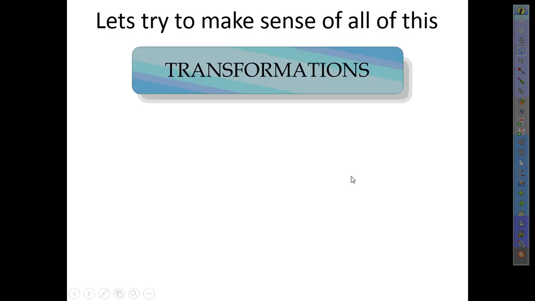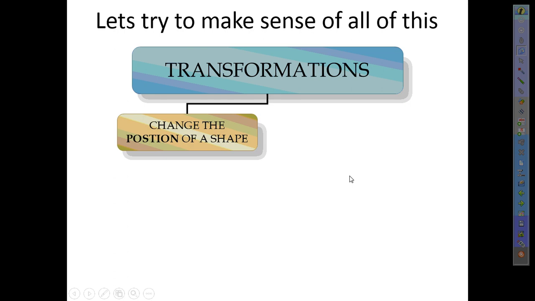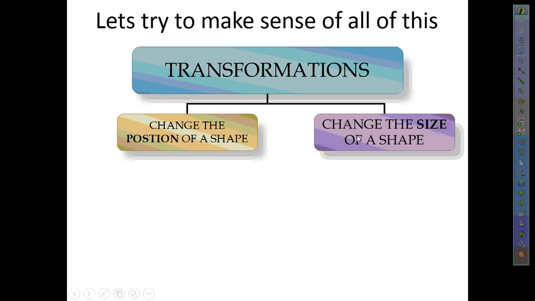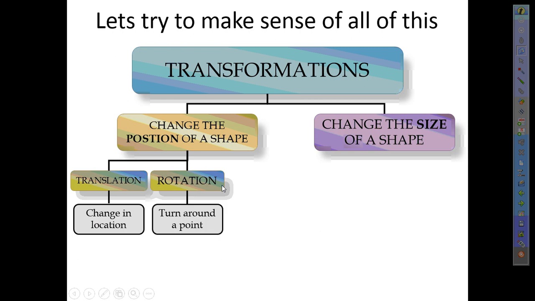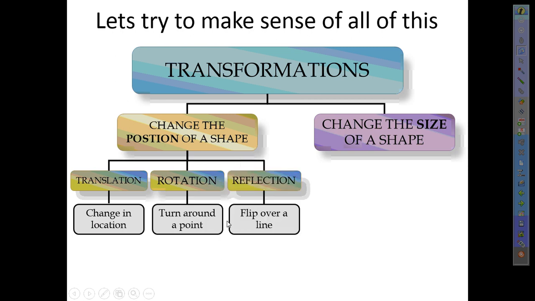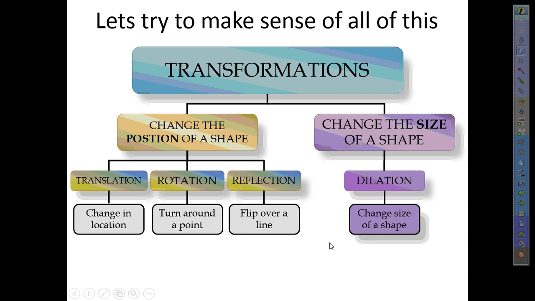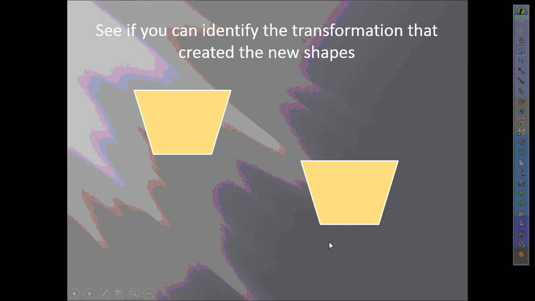So let's try to make sense of all of this. Transformations. If you're changing the position of the shape versus changing the size of the shape, right? If you're changing the position of the shape, it's either a translation, meaning we slid it somewhere, a rotation, we spun it, we turn it around, or a reflection, we flipped it. If we're changing the size of the shape, then we know it's a dilation. But these are all the ways that you can change and move a shape in a picture.